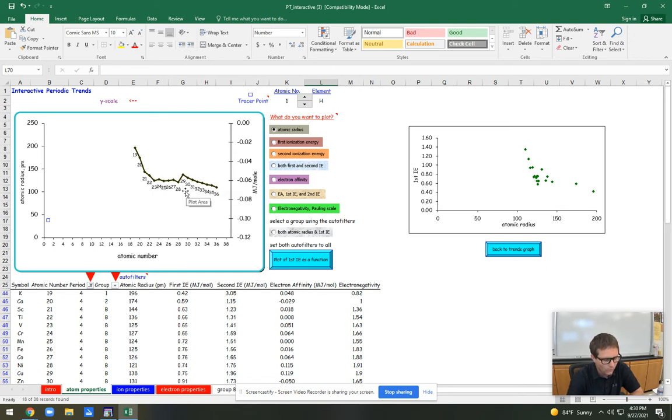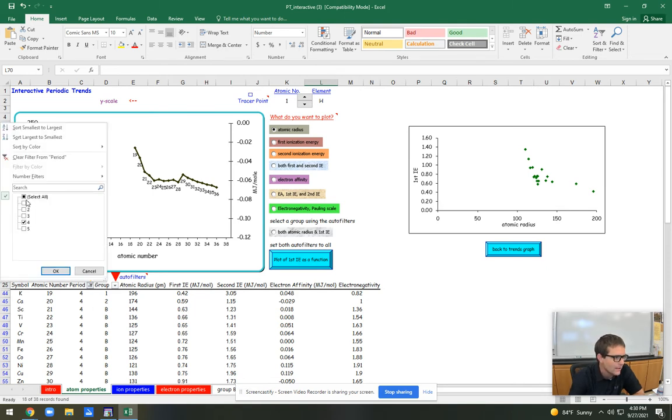Then question number 4 on your interactive, fill in the blanks about the atomic radius. Atomic radius increases as you move down a family. As we move down a family, the atomic radius increases, and it decreases as you move across a row. That's question number 4. Question number 5 asks us to reset the pull-down menu to graph all the elements.